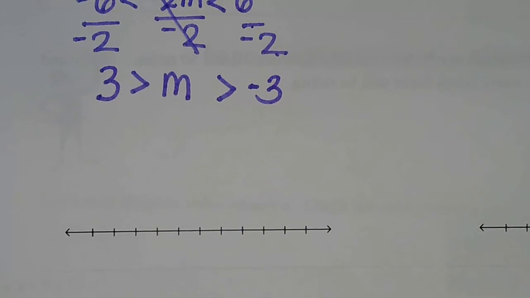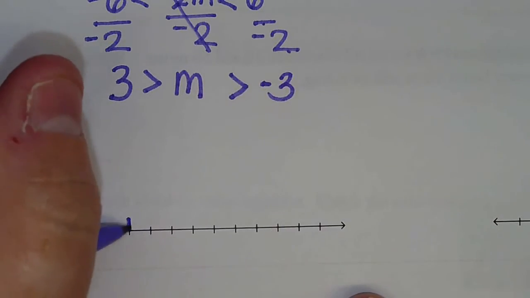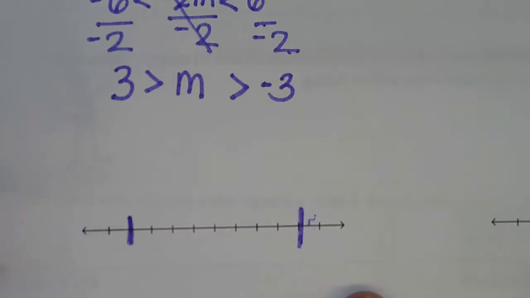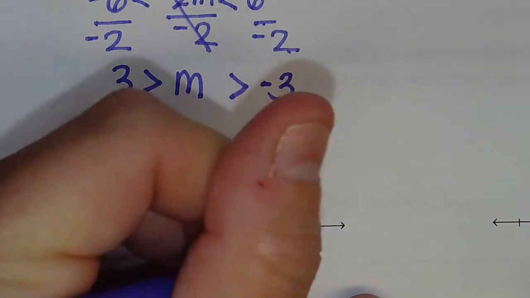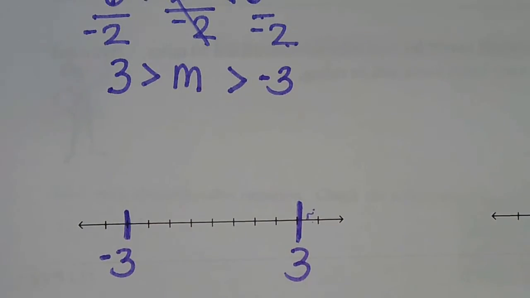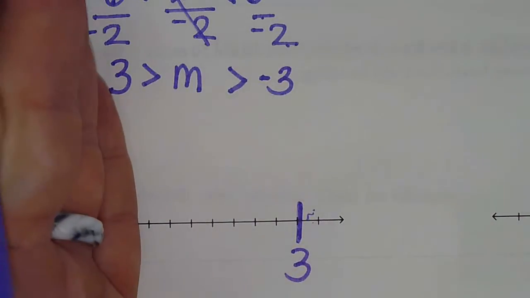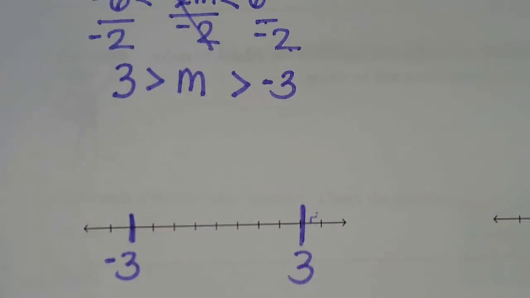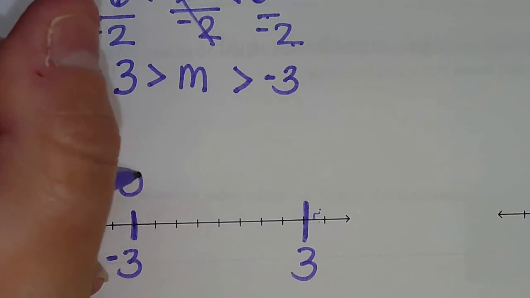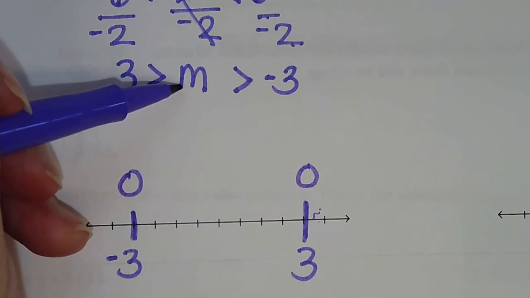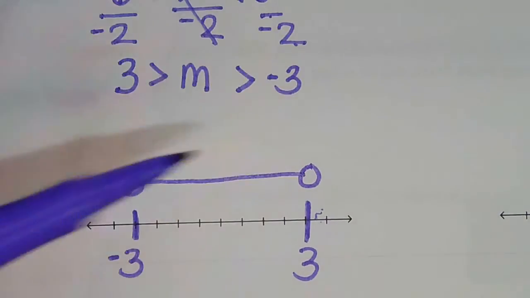Okay, so now to graph it. On my number line, what number goes on the left? Negative 3. And on the right is a positive 3. Always put the smallest number on the left. It goes from smallest to largest. Open or closed circles on these guys? Open. And then because your m is in between, you shade in between.